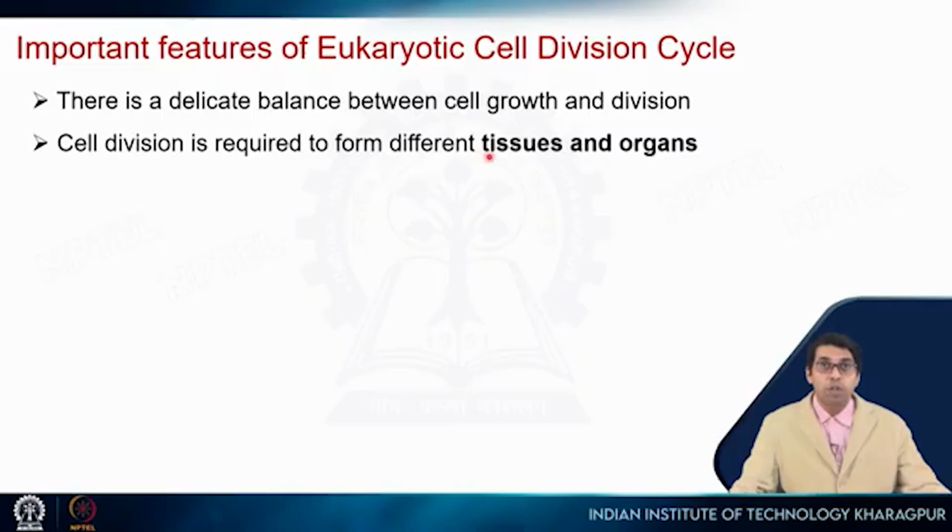Cell division is required to form different tissues and organs. We are multicellular organisms, and if you think about it, there are all these different organs like your heart, lungs, liver, right.